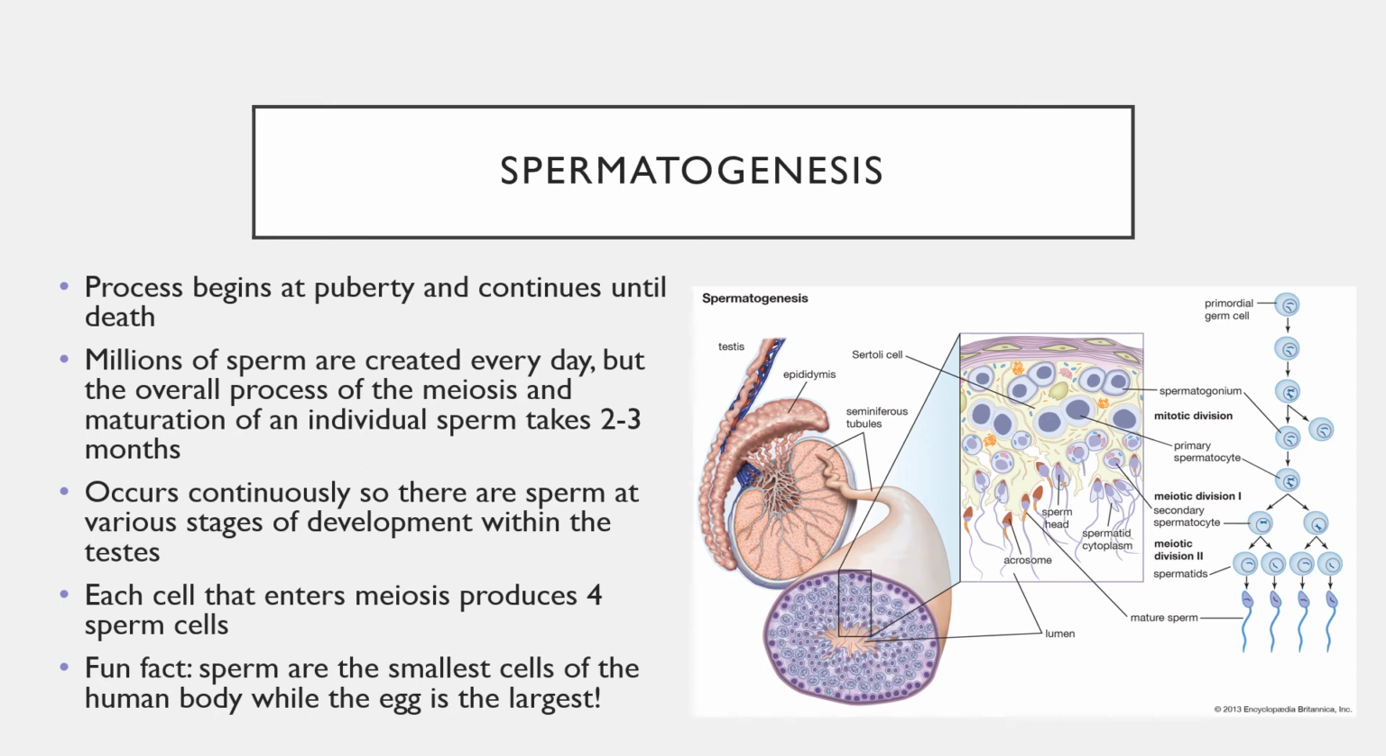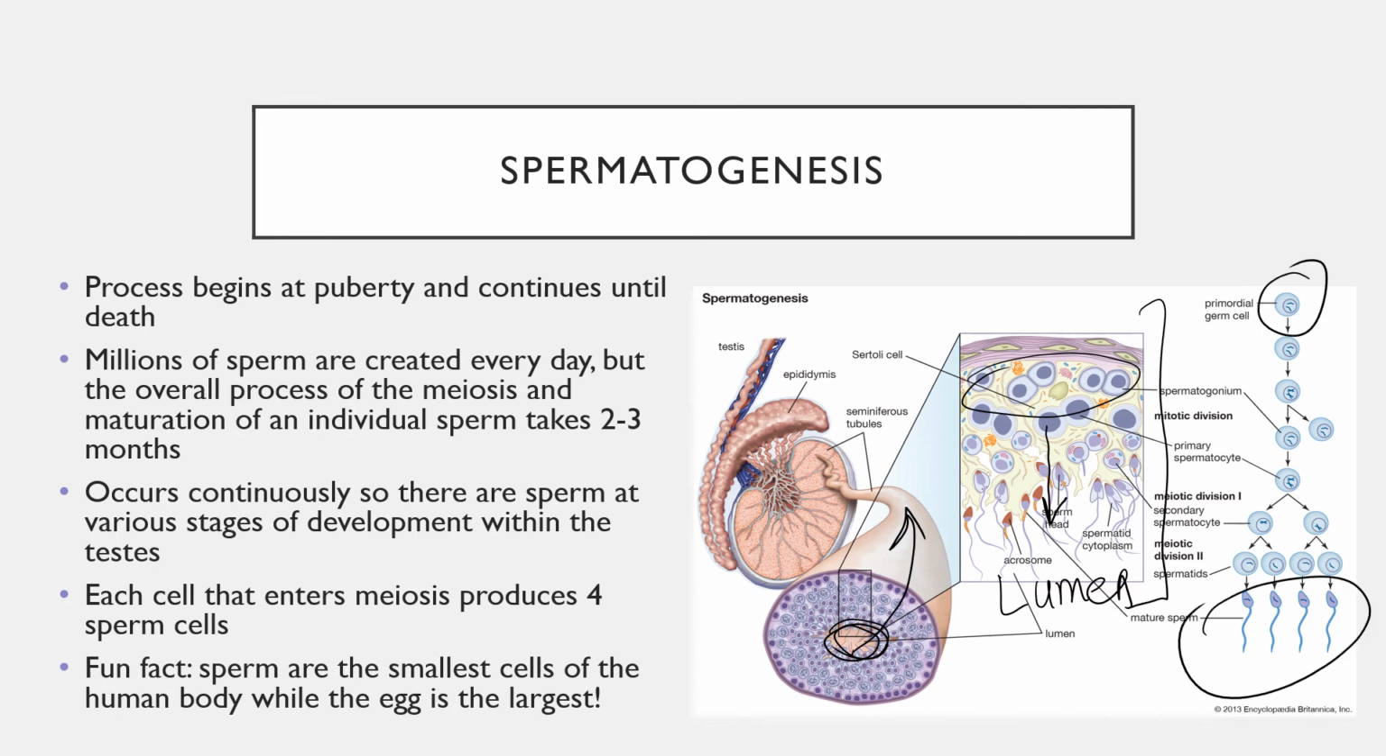There is continuous development though. So if you look at this example image here, these are early sperm that are developing, and then as they become more and more mature, they move towards the lumen or the space inside the testes, and once they're mature, they can then be released and potentially go and fertilize an egg. Now, every single cell that goes through spermatogenesis is going to create 4 mature sperm cells. So one cell can produce 4 mature sperm cells. And something kind of fascinating, sperm are the smallest cells of the human body, and eggs are the largest.